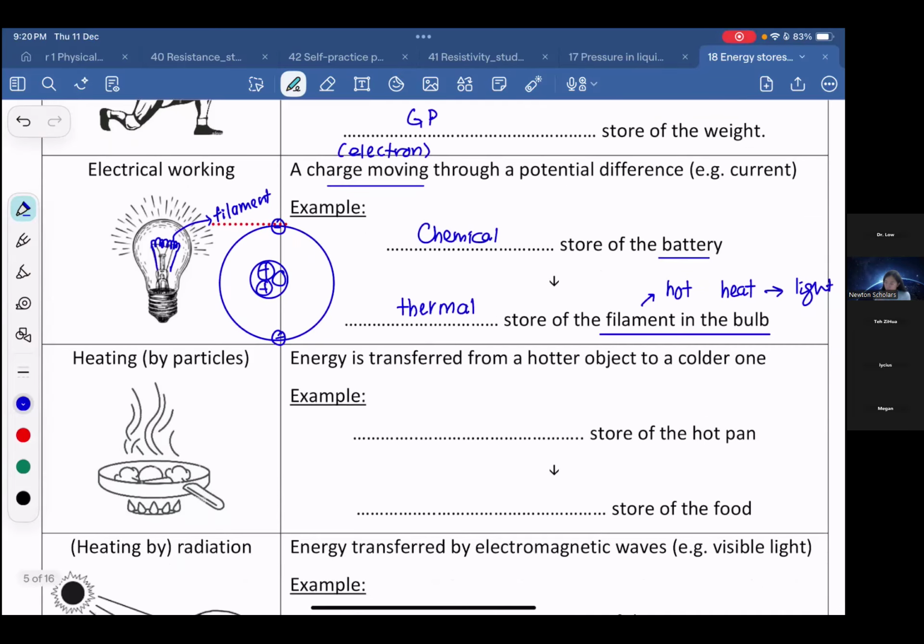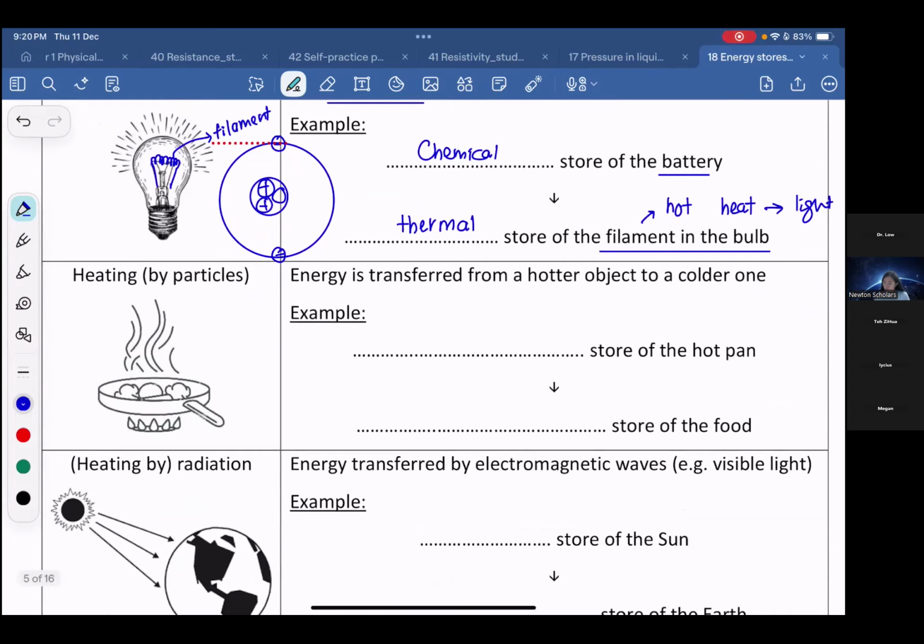Okay, so next, heating. Pathway heating: energy is transferred from a hotter object to a colder object. So this one, hot pan, when it becomes hot, of course it's thermal, or you can say internal energy. Then after that, the thermal energy will transfer from the hot pan to the food. So the food now gains the thermal store. The transfer pathway is heating.